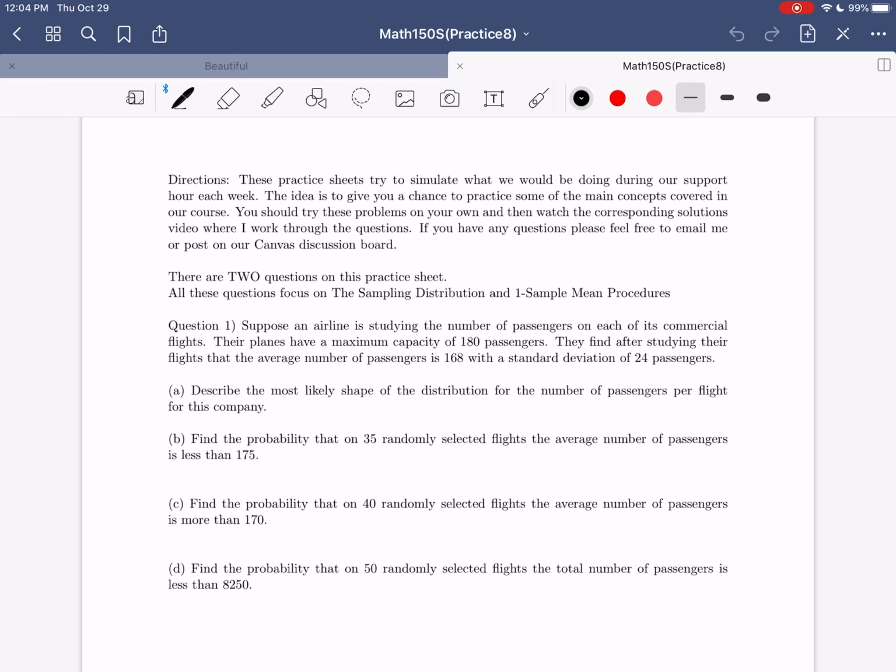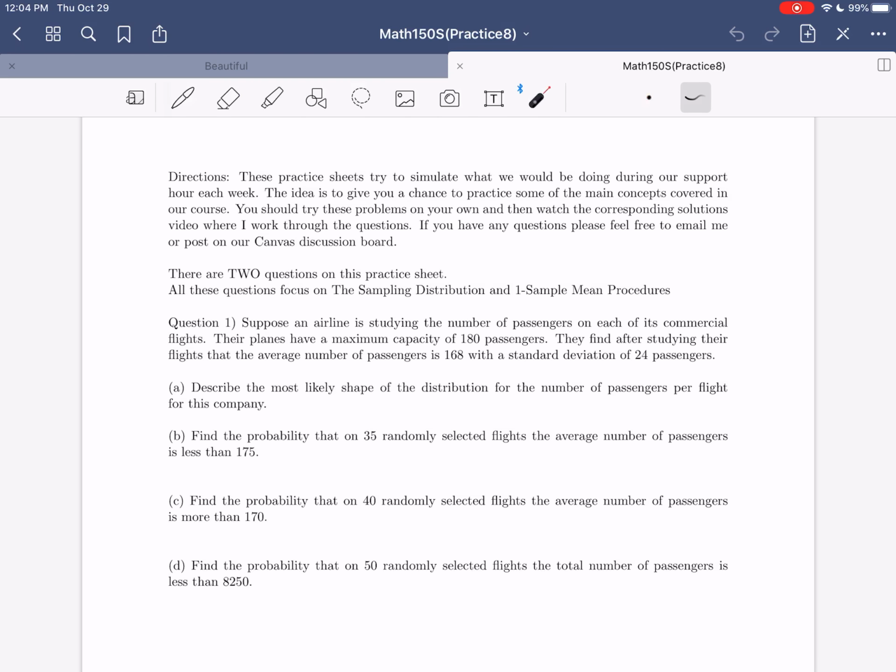So let's take a look at question 1 here. Question 1 says we're going to suppose that an airline is studying the number of passengers on each of its commercial flights. We know that their planes have a maximum capacity of 180 passengers, and they find after studying their flights that the average number of passengers is 168. Notice that that should make sense. The average is a little less than the maximum because obviously it couldn't be over the maximum, with a standard deviation of 24 passengers. So this is telling us about the average of the population and the standard deviation of the population. We're going to do several things with this.